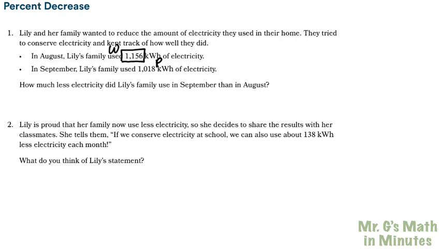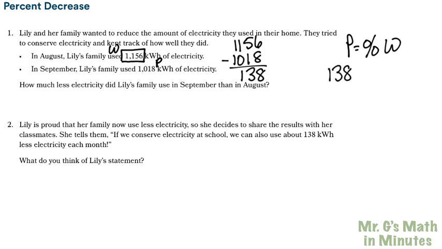Actually, that's not going to be our part. That's just how we're going to get our part. Our part is the decrease that we went down. So part is equal to percent times the whole. Part is either the increase or the decrease. This time they went down. They went from 1,156 down to 1,018. If we subtract those two numbers, you get that they had a decrease of 138.